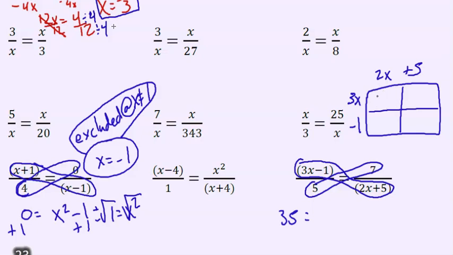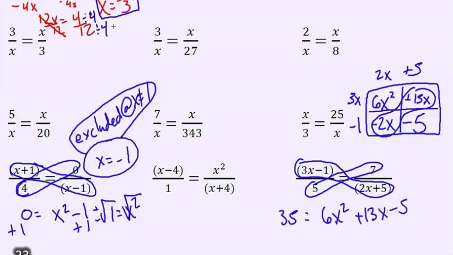3x times 2x is 6xx, so there's 2 x's there, x squared. 3x times 5 is plus 15x. 2x times negative 1 is a minus 2x. And 5 times negative 1 is a minus 5. Combine the like terms. 15x minus 2x is 13x. So we write that there. 6x squared plus 13x minus 5. Let's subtract 35 from each side.